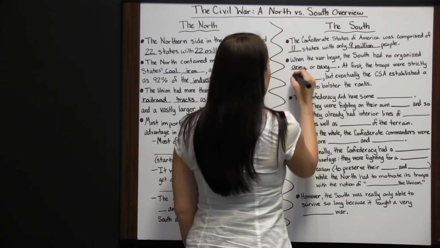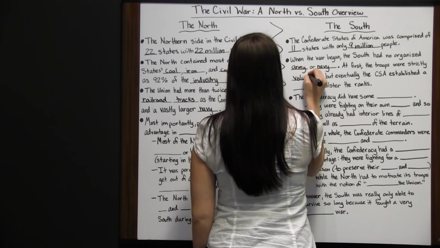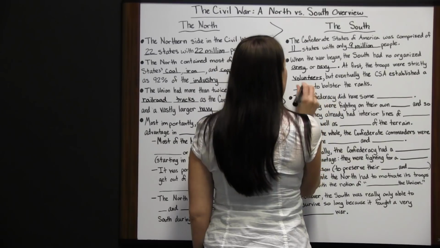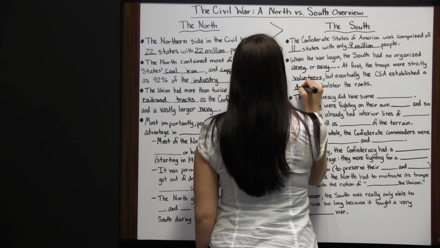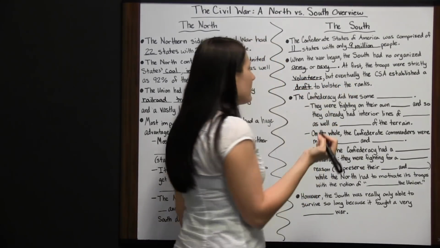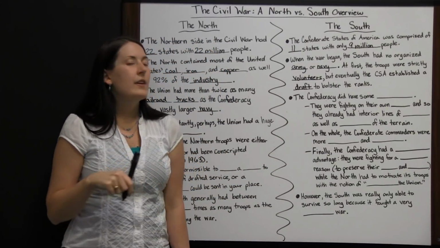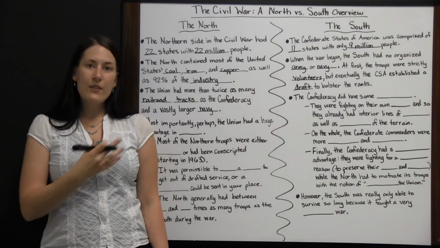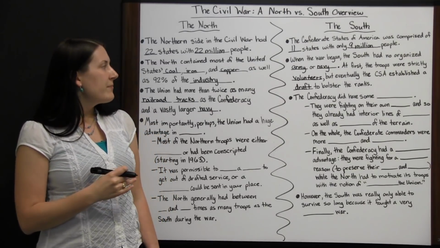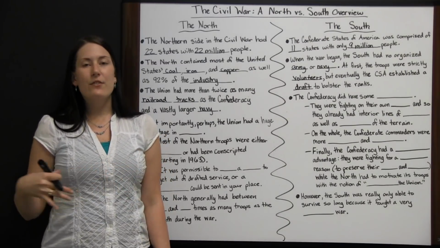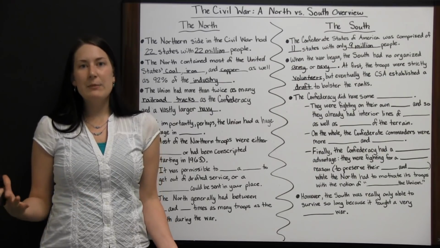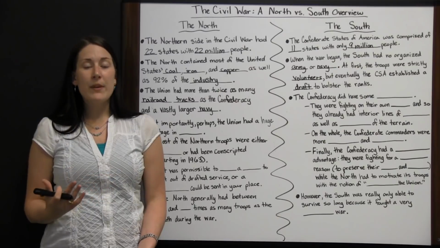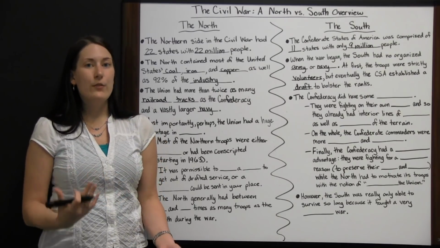At first, the troops were strictly volunteers, but eventually the Confederate States of America established a draft to bolster the ranks. So, to say that they had a vastly larger navy, the North over the South, was a bit of an overstatement because the South didn't really have an organized navy. It had some ships, but it wasn't an organized navy and there wasn't an organized army. So the South had to overcome that.